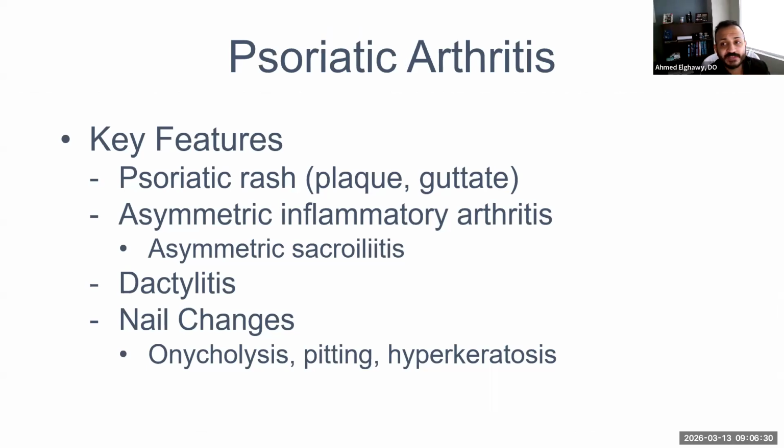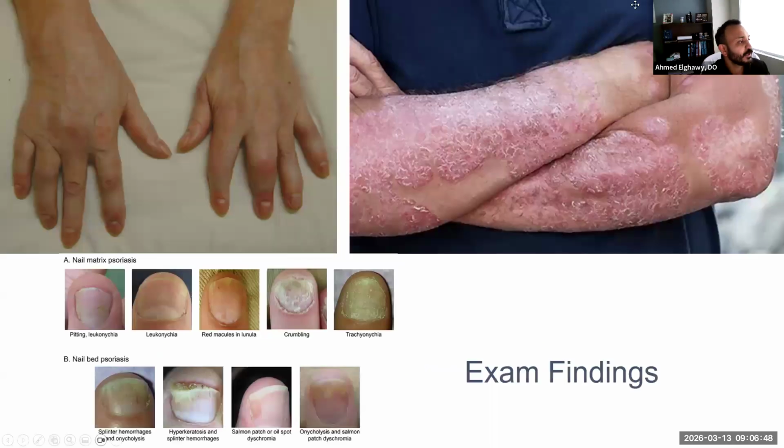They may develop more of an asymmetric inflammatory arthritis as opposed to rheumatoid, which is usually more symmetric. This is more asymmetric. Even the sacroiliitis might be more asymmetric as opposed to axial spondyloarthritis. You can develop dactylitis, or that sausage digit in the fingers or toes. You can develop nail changes, onycholysis, pitting, hyperkeratosis, and this is sort of what it looks like.